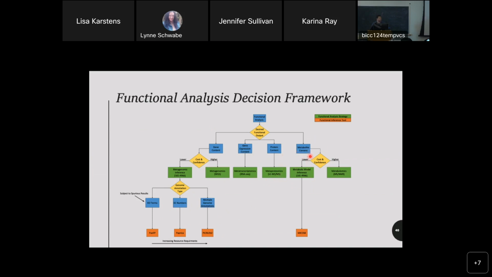And finally, if metabolite content is our desired functional output, we again have the choice between metabolomics or metabolic model inference. And again, the deciding factor here is cost and confidence. So if we're really concerned with having high confidence in our results, then we want to carry out metabolomics, and this is done using mass spec or nuclear magnetic resonance spectroscopy. Whereas if we're not necessarily concerned with the confidence in our results, but we really are concerned with the cost of attaining those results, like we would be in an exploratory analysis, then we can carry out metabolic model inference. And there's one tool available to do this right now, and that's a tool called MyCom.